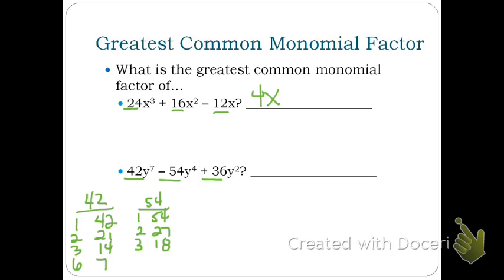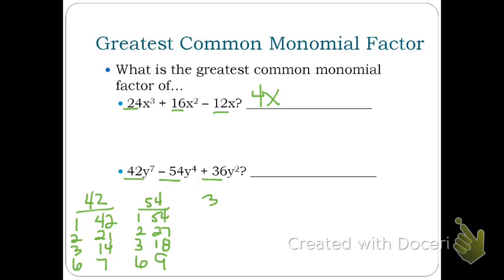6, yes, 6 goes into 54 9 times. 7 doesn't go into 54. 8 does not go into it, and the next number is 9. So those are all the factors of 54.